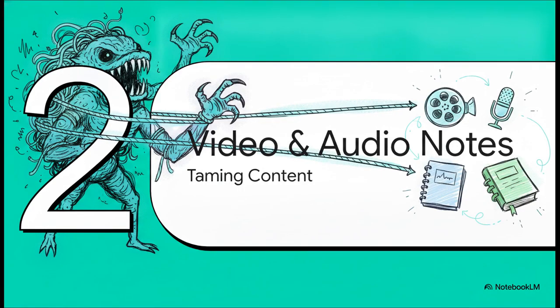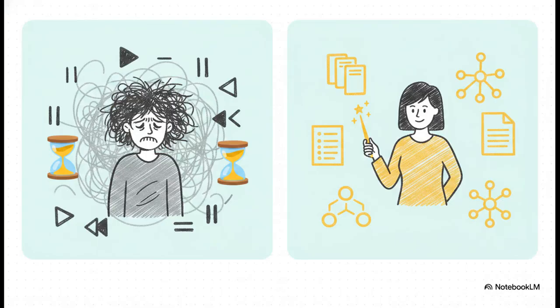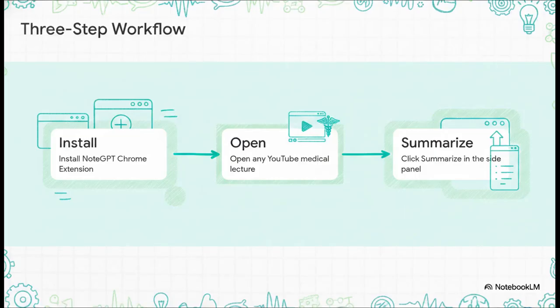Moving right along to Section 2, Instant Video and Audio Notes, Taming the Content. Think about the old, painful way of studying a 45-minute lecture on pharmacokinetics. You know the drill. You watch the video, you pause it, you frantically scribble notes, then you rewind because, oops, you missed a drug interaction, and then maybe you try to draw a concept map manually. It takes hours. Contrast that with the NoteGPT way. You just click Summarize, and the AI auto-generates your notes, spits out flashcards, and exports a mind map. It's practically magic.